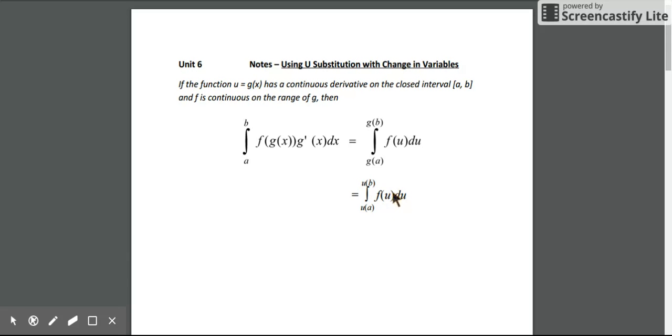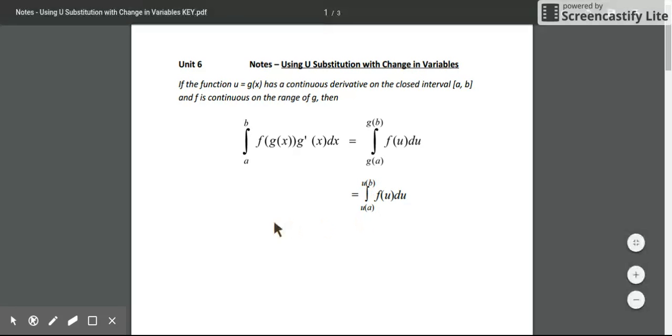But when I do that, I need to change my upper and lower limits in terms of u as well. So when I come up with my u equation, I'm actually going to evaluate my upper and lower limits in that equation and change those upper and lower limits. And I'll show you how to do that.